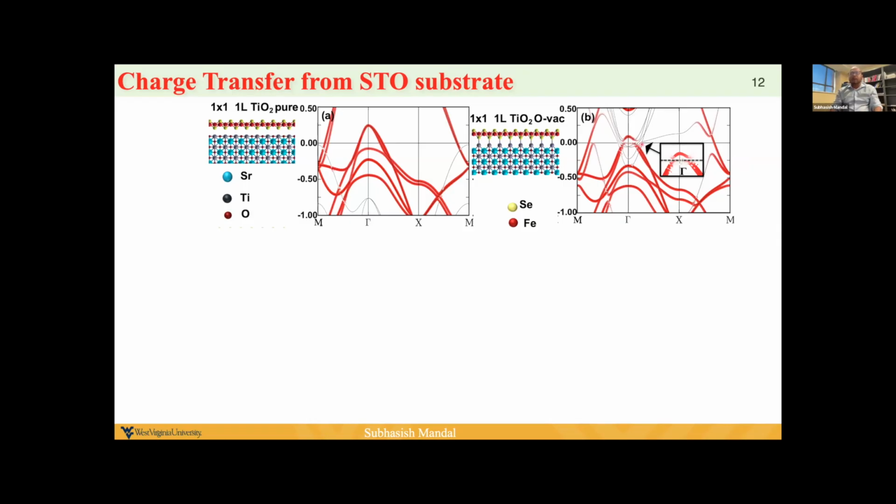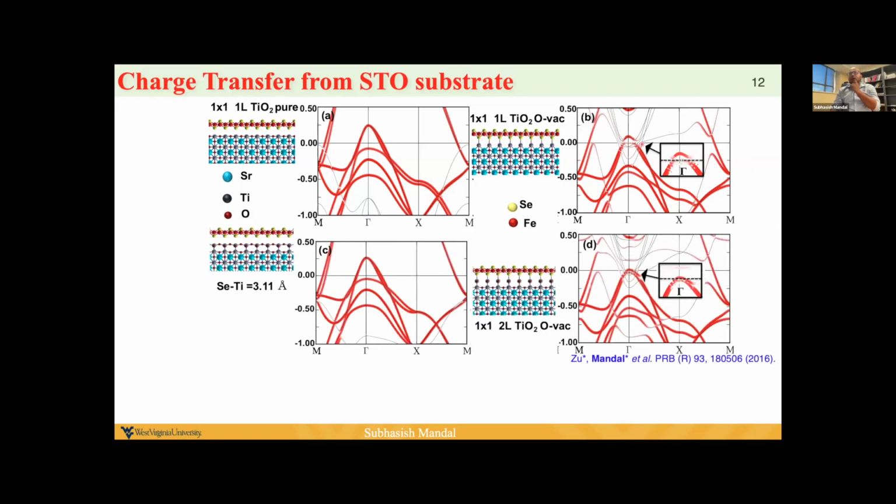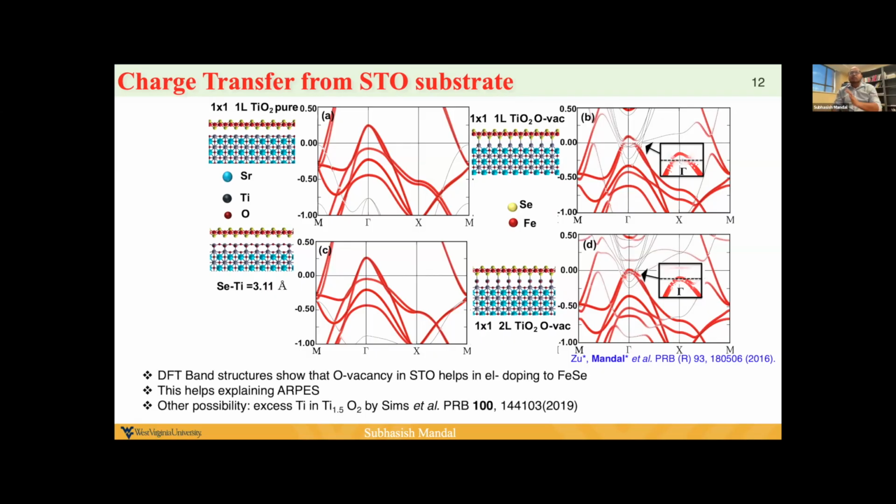whole pocket disappear. And this is work we actually did with the Charles Ahn group, where they had done high energy X-ray and figured out that there is a double TiO2 termination on the STO. And even in the double TiO2 termination, you need to have oxygen vacancy to not see the whole pocket in the ARPES. So it's kind of obvious that there is a charge transfer from the substrate to the film, and the other possibility might be excess titanium in the substrate.